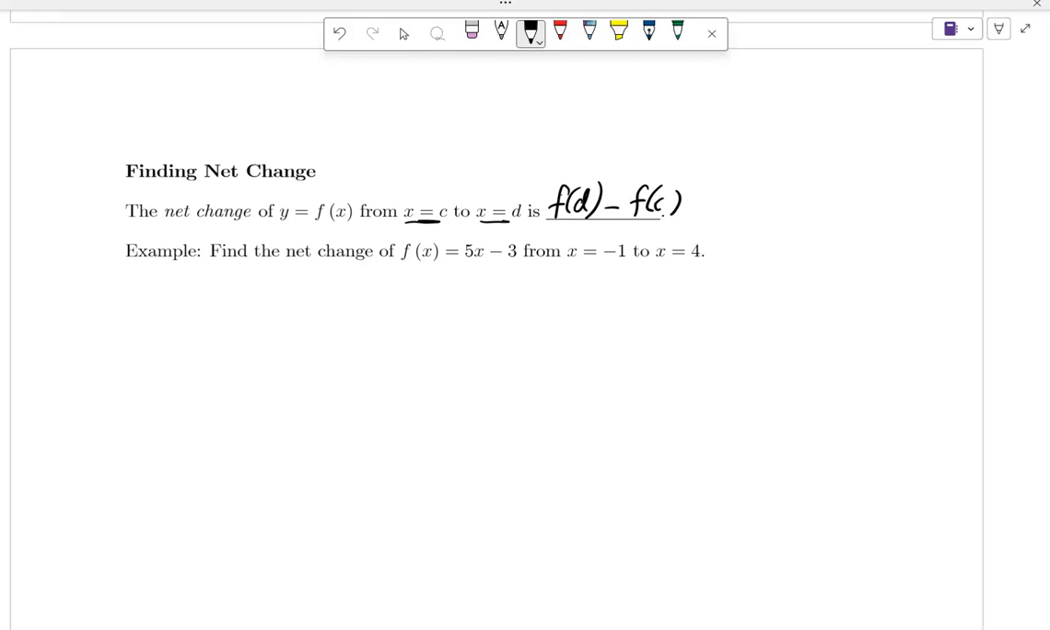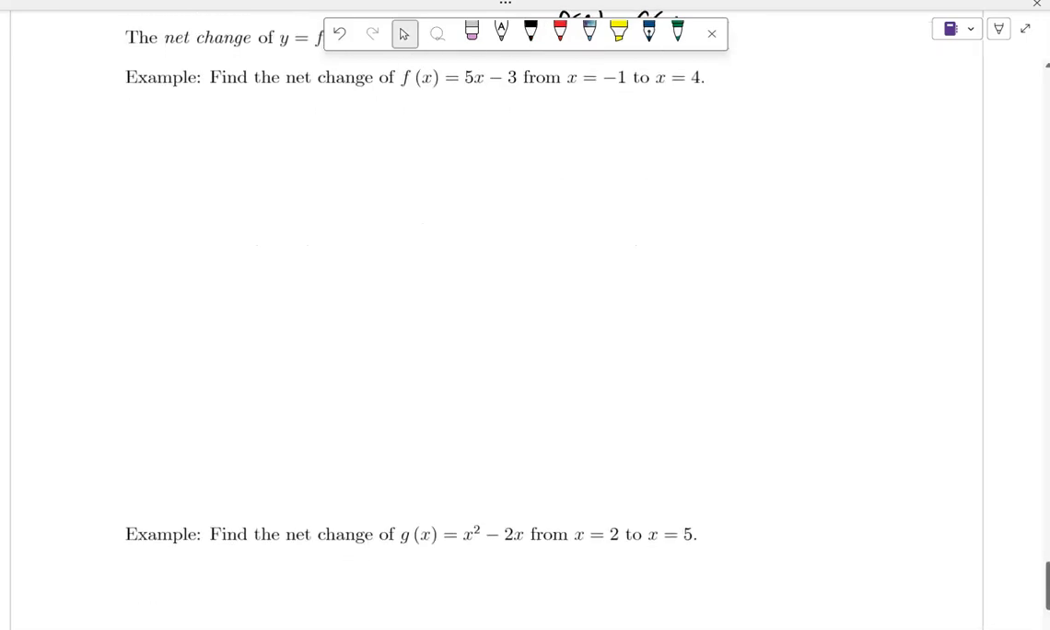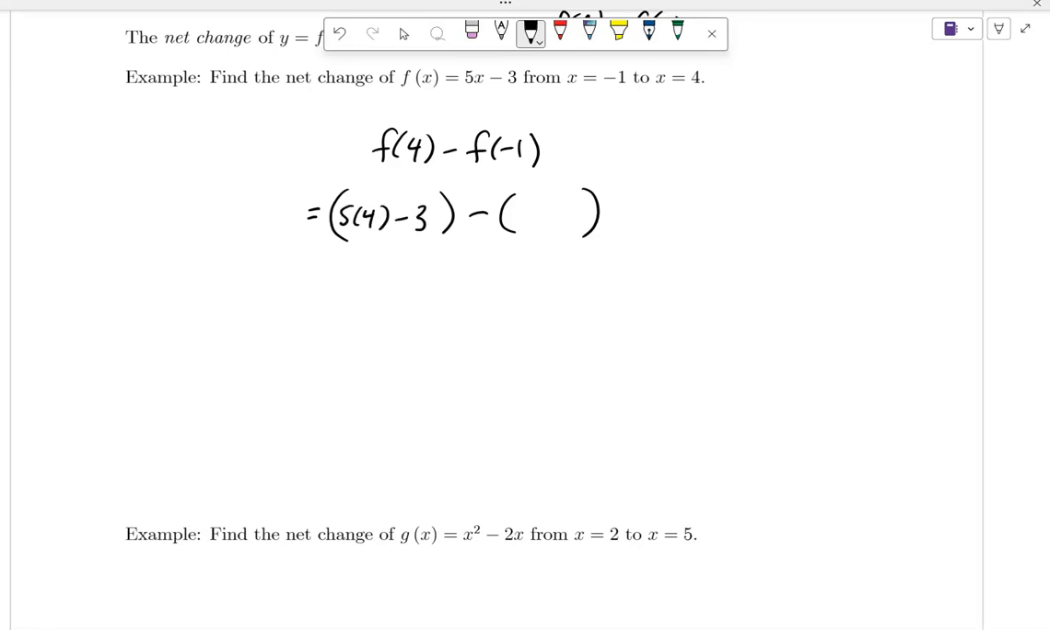All right. So we look at this first example. If you want the net change from -1 to 4, what number do we plug in first? The 4 goes first, right? That's where you ended up, right? So we want to do f of 4 minus f of -1. What do you get when you plug in 4? You get 17, right? You get 5 times 4 minus 3. What do you get when you plug in -1?